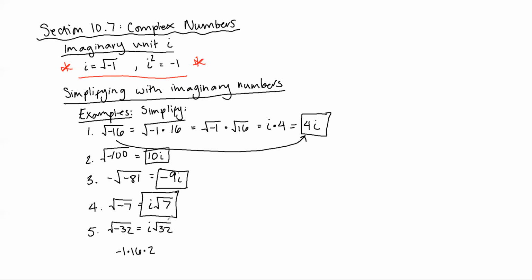Now we can treat the square root of 32 like we normally do. So I'm going to break this into 16 times 2. And then if you remember, the square root of 16 is going to come out in front as a 4. And so now when we bring it out in front, standard notation is to put that 4 in front of the i. So we're going to have 4i square root of 2.